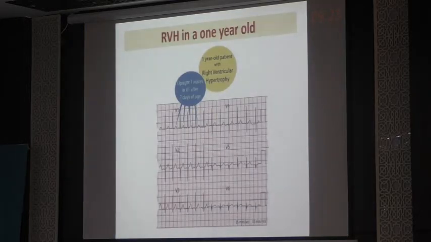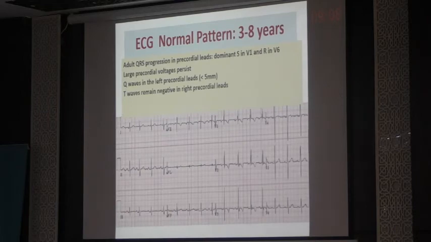So when we look at this ECG of 1 year old, طفل بيبي عنده سنة، ولاقي إن التي ويف upright موجودة في V1, this is suggestive that there is right ventricular hypertrophy. Between 3 to 8 years, الadult QRS progression in precordial lead هتبان بقى. الadult normal progression, dominant S in V1 and R in V6 اللي هو زي العادي. Large precordial voltages persist, maybe Q waves في left precordial leads, and T waves remain negative in the right precordial leads.